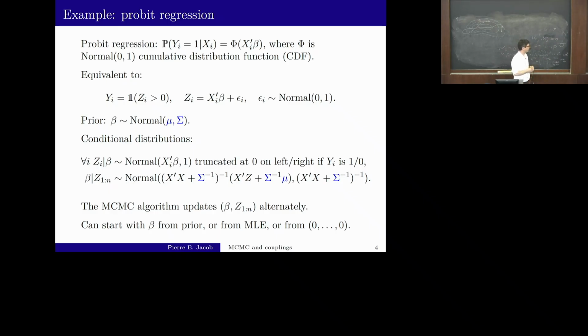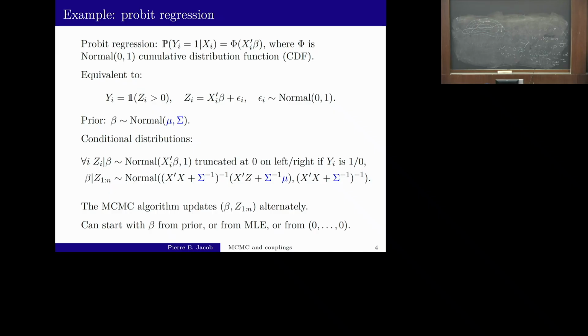So if you put a prior distribution, like a normal distribution in particular, it's going to play nicely. Because then you can work out the conditional distribution of each z given beta, and that's a truncated Gaussian. Depending on whether the corresponding outcome is equal to 1 or 0, it's truncated on the left. If yi is equal to 1, that means that zi must be more than 0, so it's truncated on the left by 0. And if yi is equal to 0, then it's truncated on the right, because it means that zi must be negative.